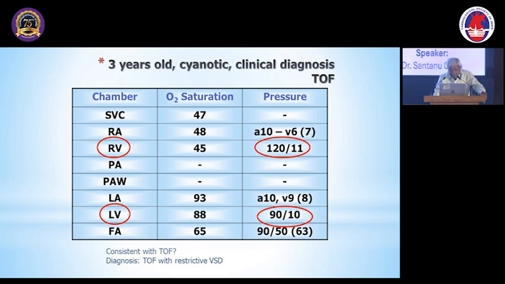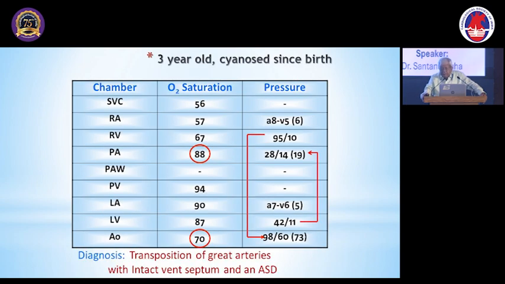This can be, but there is a difference. Look at the left ventricular pressure. Left ventricular pressure is 90. RV pressure is 120. That being so, with the VSD, the right ventricular pressure has gone suprasystemic. In TOF, that is not the case. Pressures are almost equal. In which situation will the RV pressure go suprasystemic? Where the VSD becomes restricted.